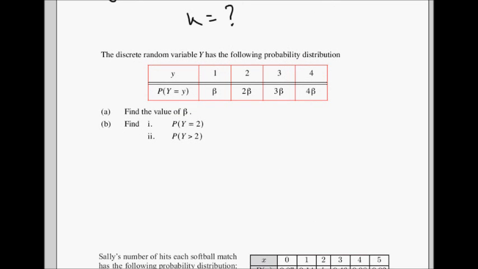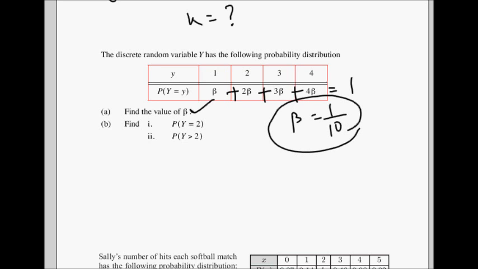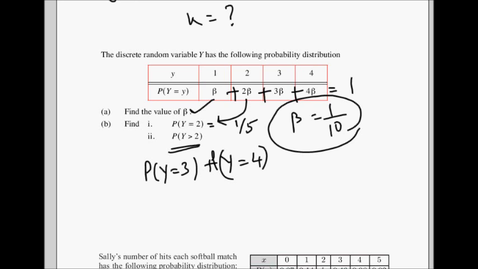Another question is you are supposed to find the value of beta, which means beta plus 2 beta plus 3 beta plus 4 beta equal to 1, which is 10 beta equal to 1. Therefore beta is 1 over 10. Okay, so finding the value of beta is done. So what is it when y is equal to 2, which is equal to 2 beta, which is 2 over 10, which is 1 over 5. Okay, what is y greater than 2? Remember, this does not include 2, therefore this is y equal to 3 plus y equal to 4, which is 3 over 10 plus 4 over 10, which is 7 over 10 in this case.